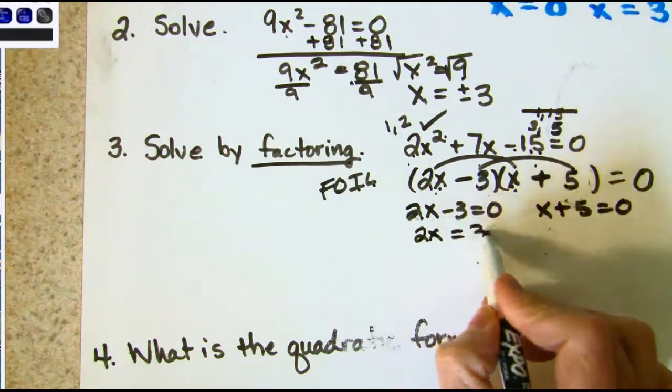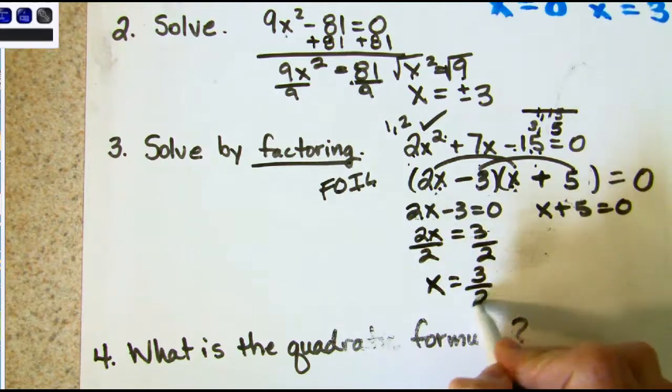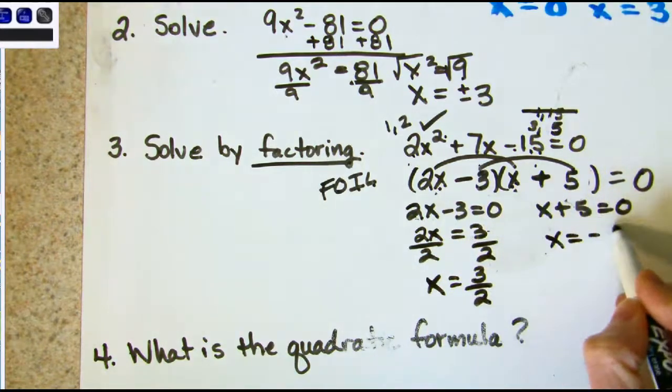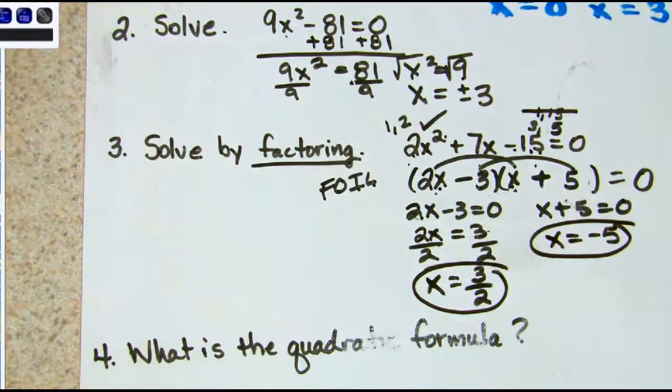2x equals 3, divided by 2. X equals 3 halves. Over here, subtract 5. X equals negative 5, and x equals 3 halves. In algebra, again, we keep the negative. In geometry, we're probably going to throw that answer away.